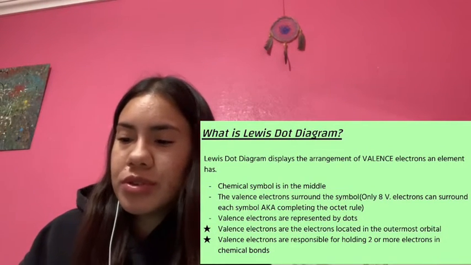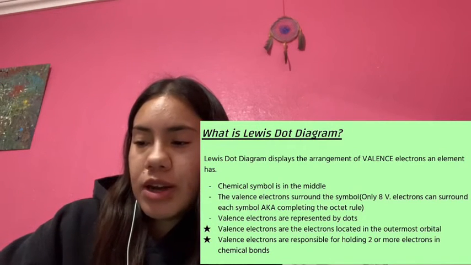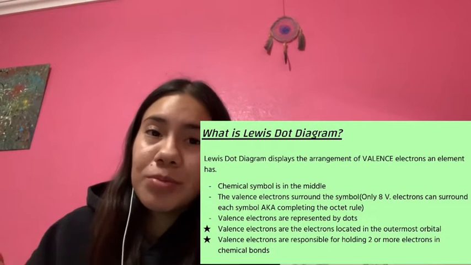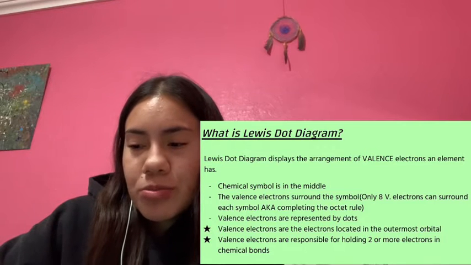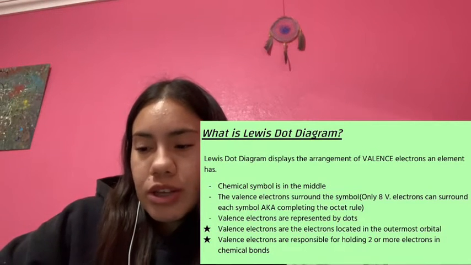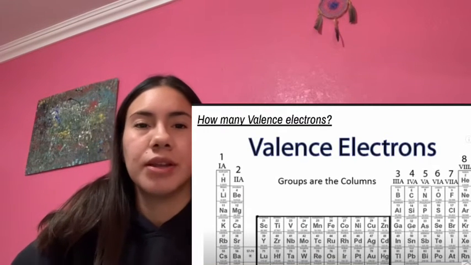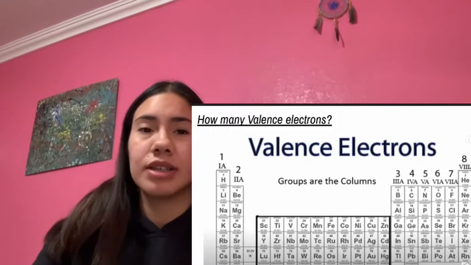Two notes that I have here: valence electrons are electrons located in the outermost orbital, which I've probably said a bunch of times. And another note is valence electrons are responsible for holding 2 or more atoms together in chemical bonds. You might be wondering how many valence electrons are in an element, so I provided you with an image on this slide.